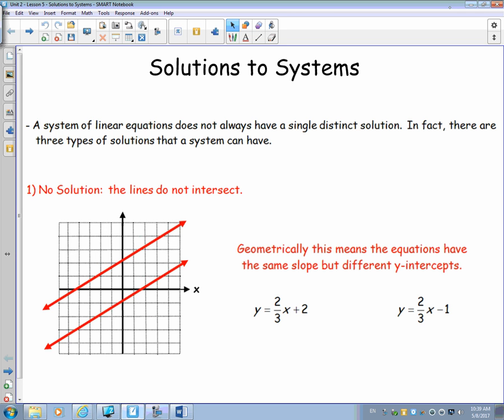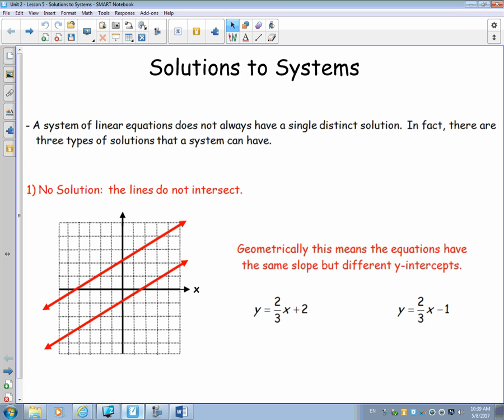In this lesson, we're going to examine the types of solutions that systems could have. So I'm not so much worried about what the solution is. I don't need the POI. I'd much rather know what kind of POI I have, whether there is one or not even. So there's three different situations we can come across.